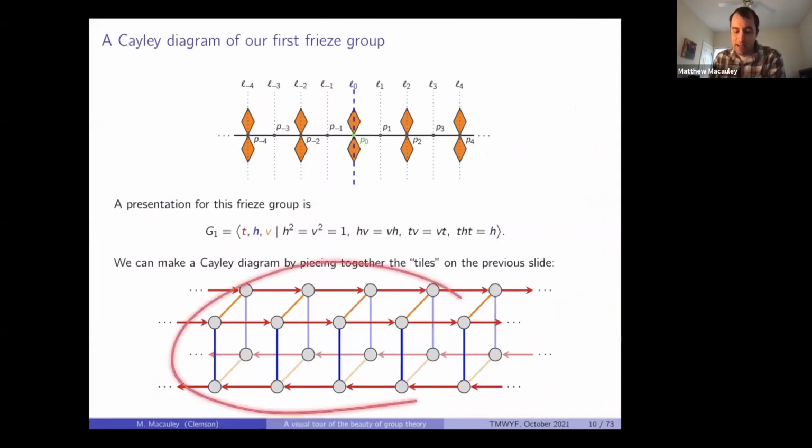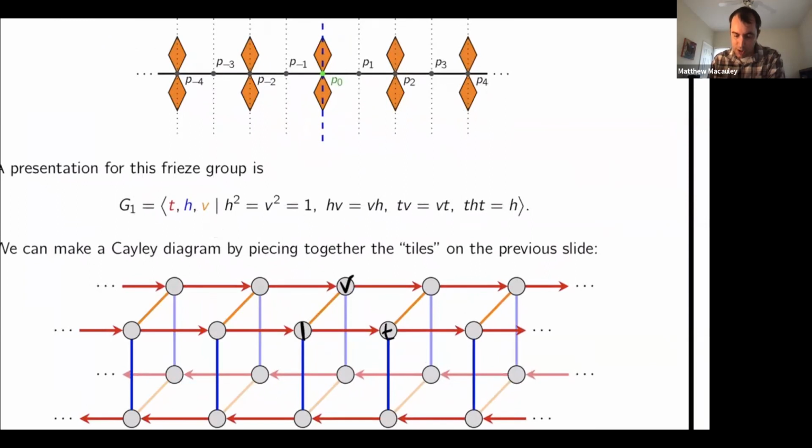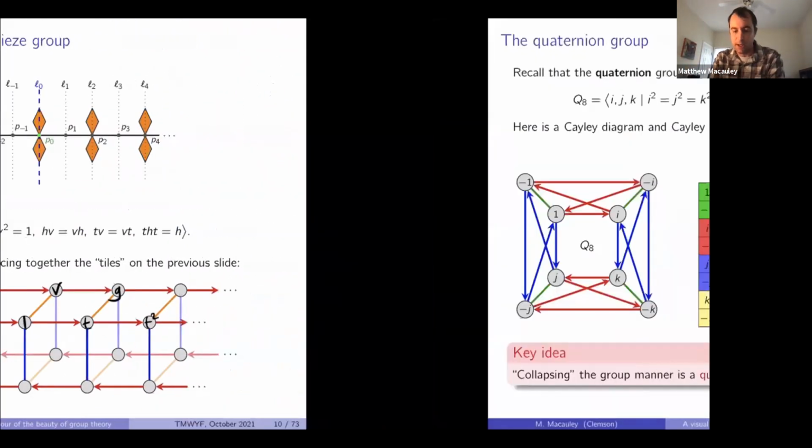So here's a Cayley diagram of what this frieze group looks like. You can close your eyes and pick one of these things and call that the identity. And then this is a vertical reflection. This is a translation. This is a vertical reflection and translate, so this is a glide reflection. And then you can keep labeling it like that. So this is T squared, T^-1. And so I'm going to keep going because I have a lot to cover.